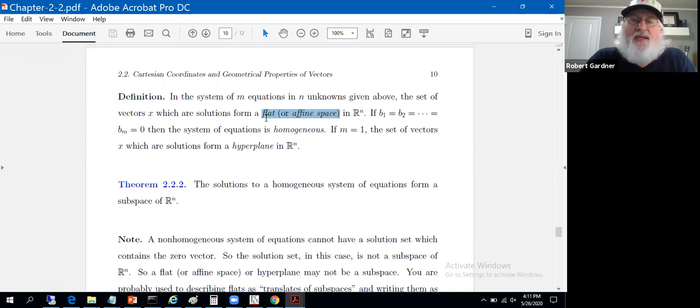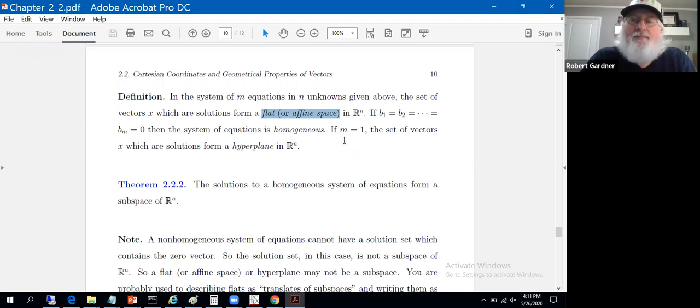They need not be themselves vector spaces. What they are is translations of vector spaces in Rn. More of that shortly. If all the right-hand sides of the equations are zeros, then the system of equations is homogeneous. And when dealing with homogeneous systems of equations, we're going to see that we actually get a subspace.